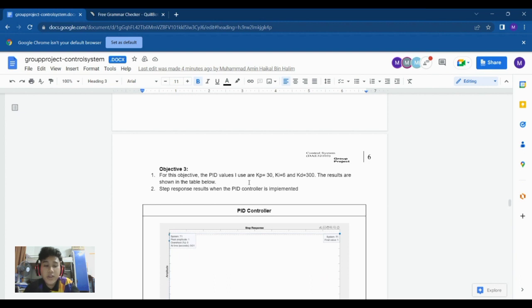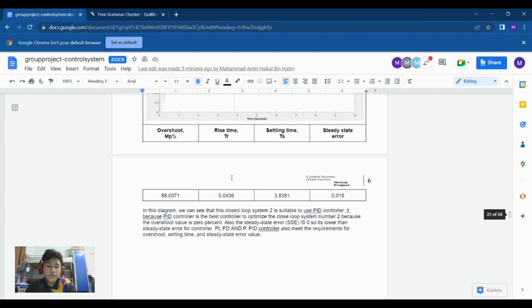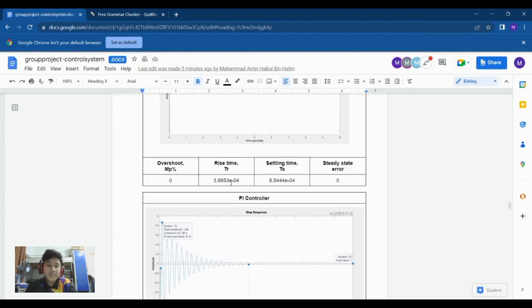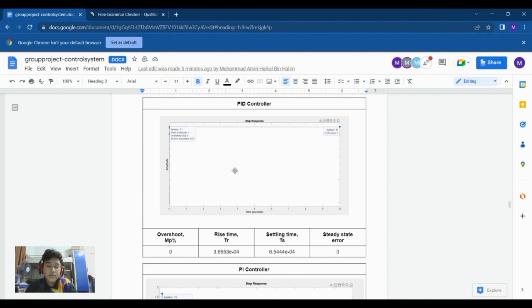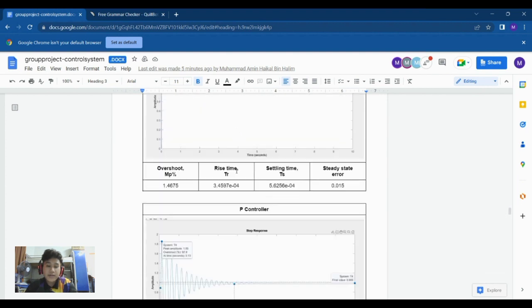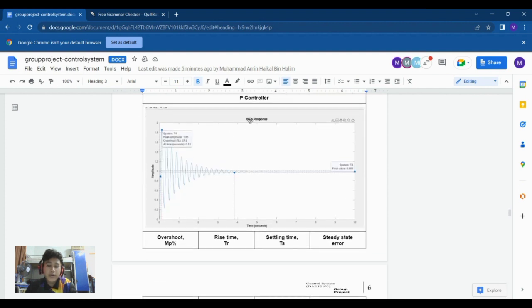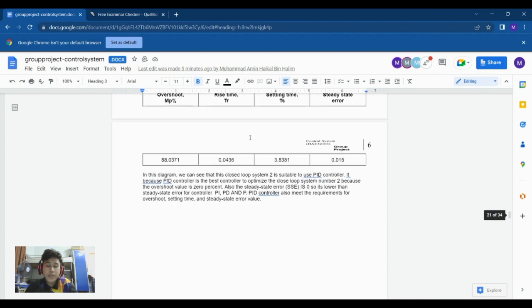So for Objective 3, the PID value that I use is KP equal to 13, KI equal to 6, and KD equal to 300. The results are shown in the table below. So this is the result for the PID controller, PI controller, PD controller, result graph for each controller, and the last one is the P controller.